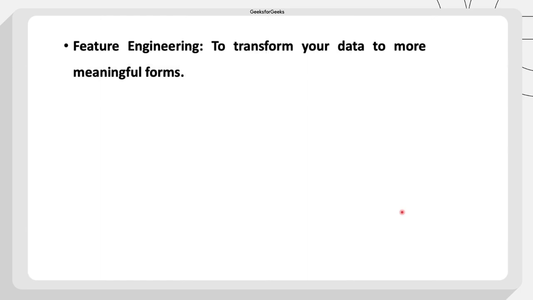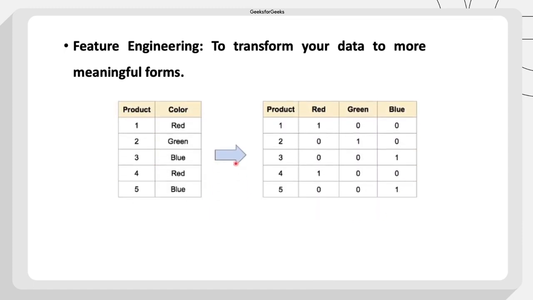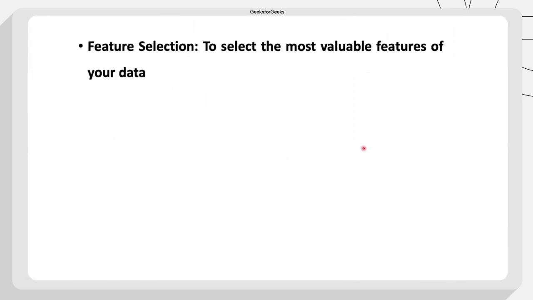Then comes feature engineering. In feature engineering, we transform our data to a more useful form. For example, you can see in this data, we are given this categorical data, and once we have treated these categorical labels, we are converting it to a numerical form where I have these labels red, green, blue, and at whatever index I am getting red, it's 1 and others are 0. So I'm transforming my data, giving it a more meaningful form for my machine learning models to learn easily.